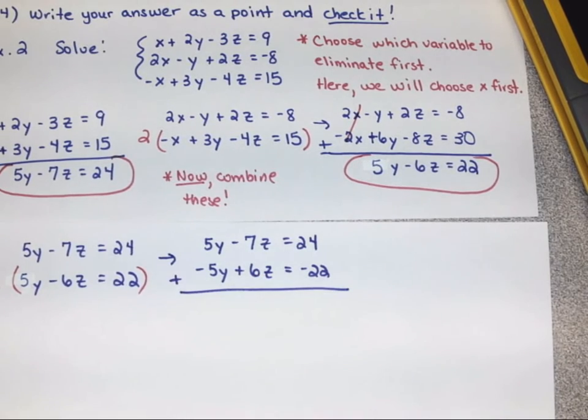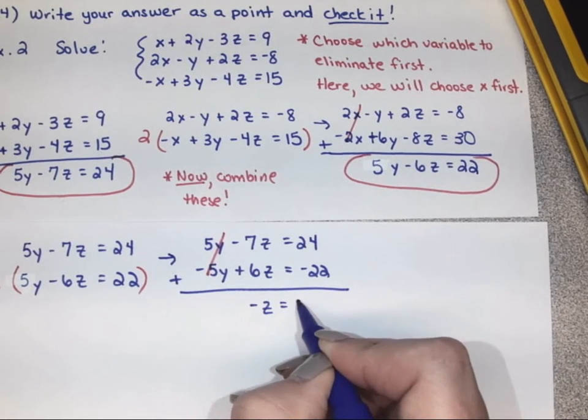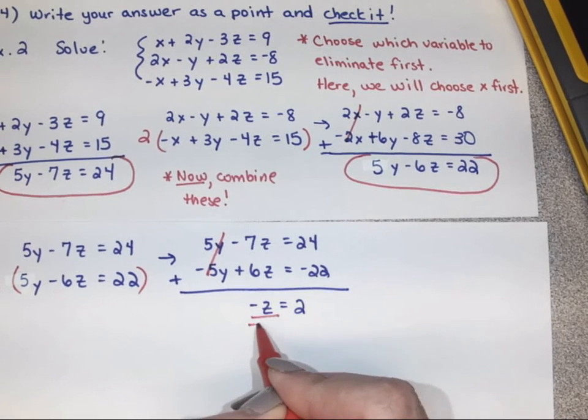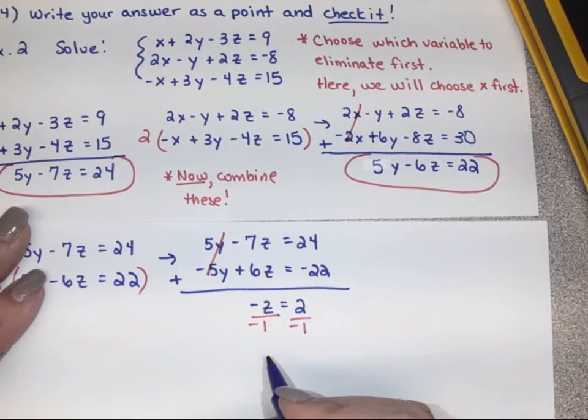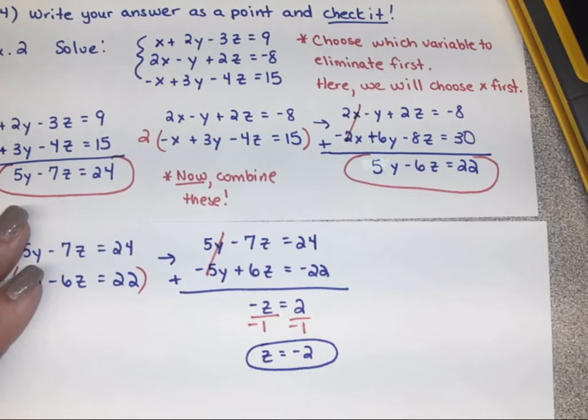So let's see if I can get through this problem without making another sign error. Okay, so now the y's are gone. So now I get, watch your signs, negative z equals 2. But I don't really want negative z. What do I actually want? Regular old z, right? So I'll divide by negative 1. So I get z equals negative 2. So I'm going to go ahead and circle that.